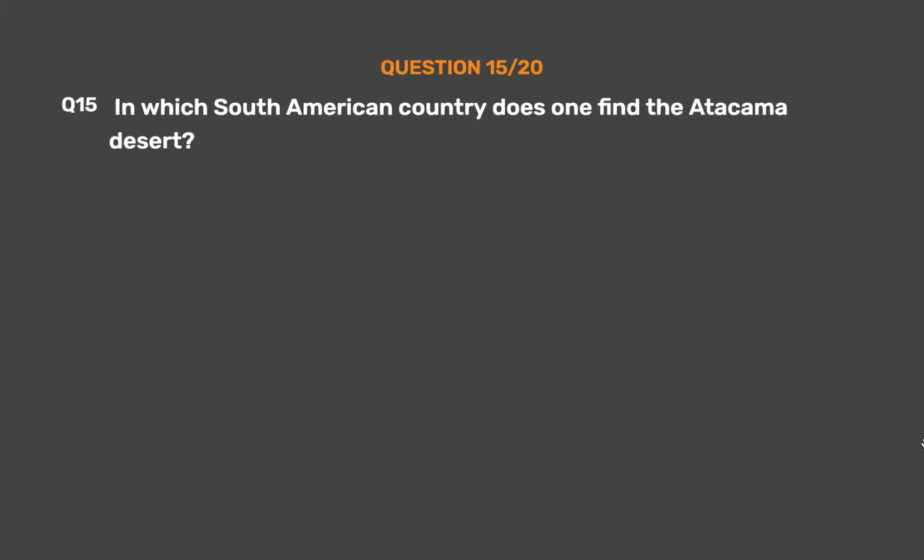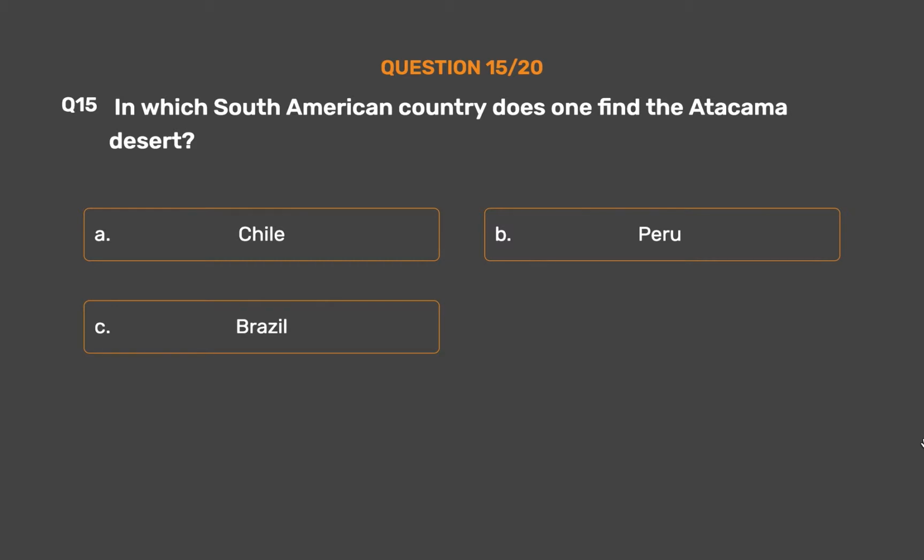Question number 15. In which South American country does one find the Atacama Desert? Option A. Chile. Option B. Peru. Option C. Brazil. Option D. Colombia.